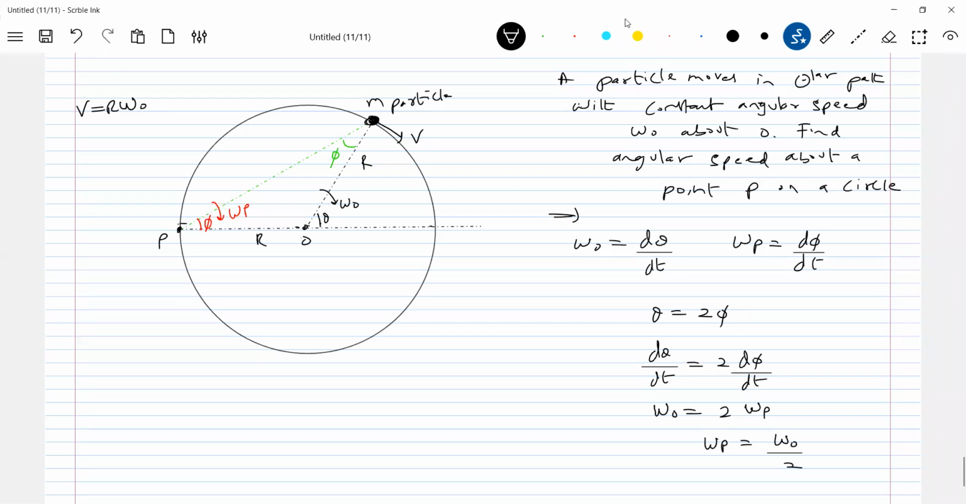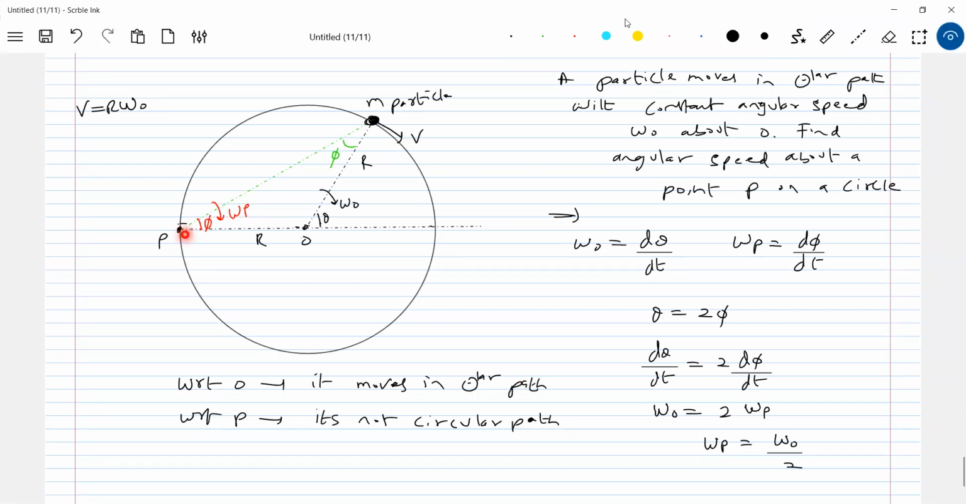Sir, I'll stand at point P. Will you see this moving in a circular path? With respect to O, it moves in a circular path. With respect to P, it's not a circular path. I think everyone is clear with the basic geometry. If you stand here, the particle will move away from you, and here it will be at maximum distance. So it's not a circular path.